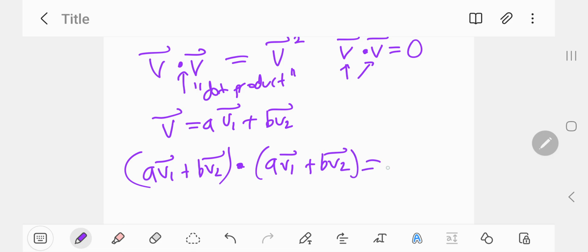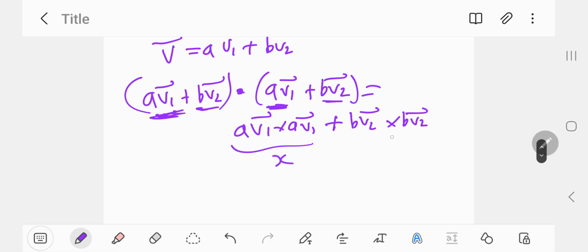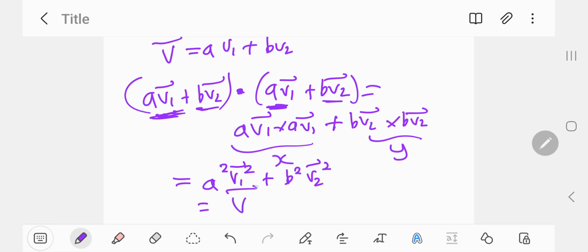Here's how I would do it. You simply multiply each component and add. So a v1 times a v1, you multiply these two components, plus b v2 times b v2. It's like multiplying the x and y components, as an analogy. So you get a squared v1 squared plus b squared v2 squared, which is just the original vector squared. That's the idea of a dot product.